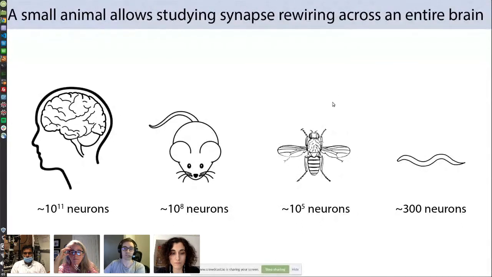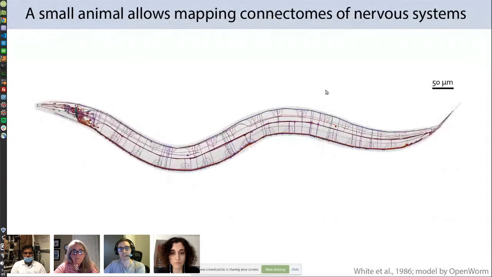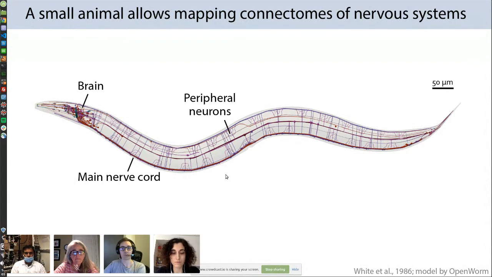And so even though the C. elegans nervous system is really small, it's organized similar to the system of larger animals, meaning that the worm has a brain where most sensory information converge and decision-making happens. It has a main nerve cord where locomotion is controlled, and it has peripheral neurons throughout the body, most of which collect sensory information that's directed into the brain. So because of its small size, we can actually map the entire nervous system at synapse resolution, meaning that we can get a complete diagram of how all neurons are connected with each other. And we call this neural wire diagram the connectome.